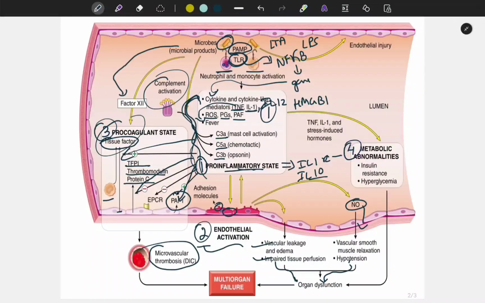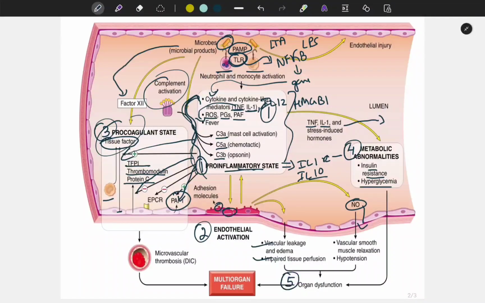Fourth factor is metabolic abnormalities. These pro-inflammatory cytokines, such as tumor necrosis factor, interleukin 1, as well as certain stress-induced hormones such as glucagon, growth hormone, and glucocorticoids, can suppress insulin release, as well as promote insulin resistance and increase gluconeogenesis in the liver, causing hyperglycemia.